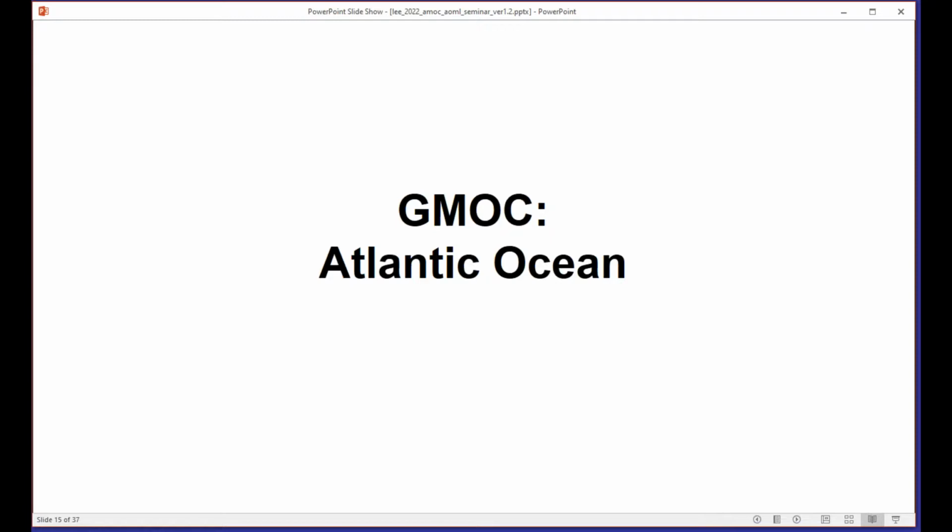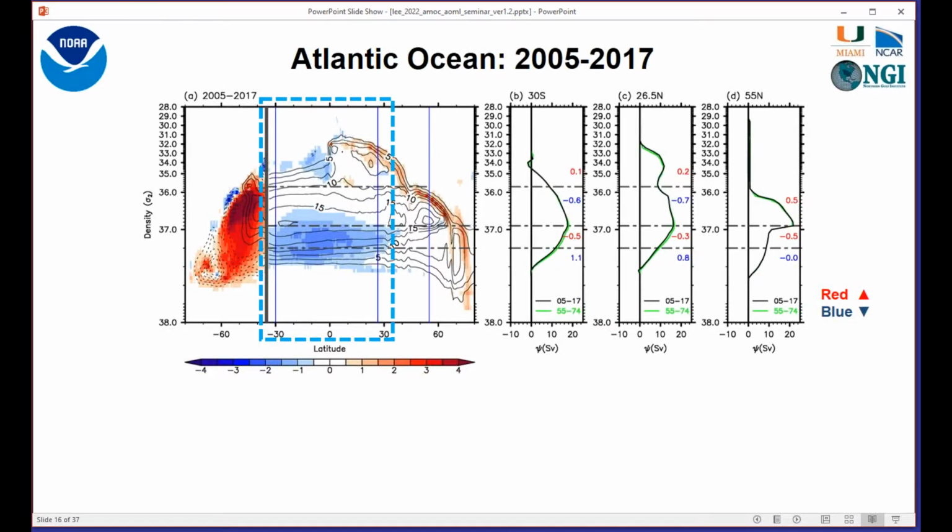And then the next one is the Atlantic Ocean. A lot of people at Rasmus and then AOML are working on it, so I found it really interesting here. Here's the result. It's the same plot, but here this part is the Southern Ocean. It's the same plot, but for north of 35, now I'm showing only the Atlantic portion, the Atlantic MOC, as a function of latitude and density for this period, 2005 to 2017.